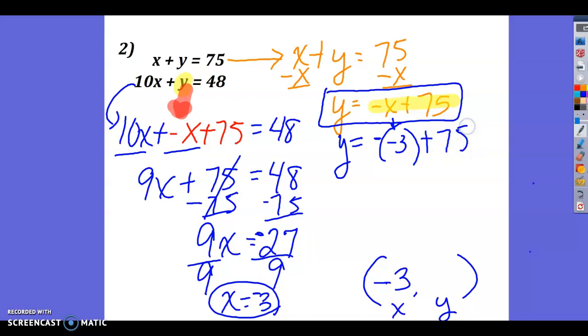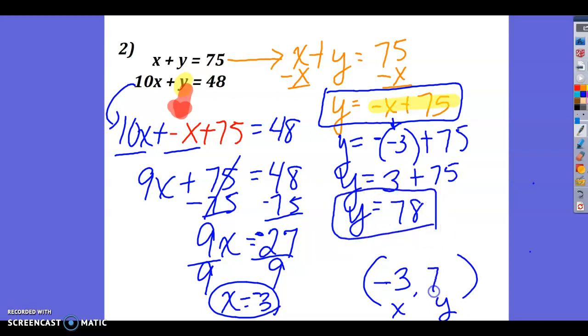So I have two negative signs, which means the opposite of negative 3 is positive 3. And then I add 75 to that, and I get my y value is 78. So my ordered pair, where these two lines are crossing, is at negative 3, 78. So that is how you solve a system of equations where you first have to get the y variable all by itself first before you do your substitution.